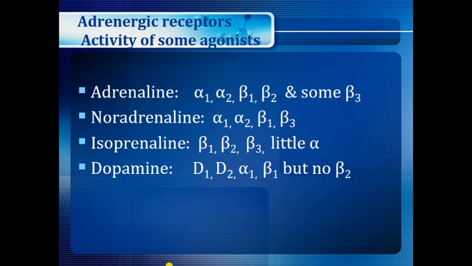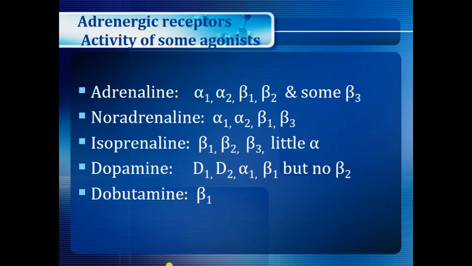Dopamine will act on dopamine 1, dopamine 2 receptors as well as alpha 1 receptors and beta 1 receptors, but it does not act on beta 2 receptors. While dobutamine is an agent which acts specifically on beta 1 receptors only. So these are the 5 major neurotransmitters or drugs which you need to remember for the adrenergic system.